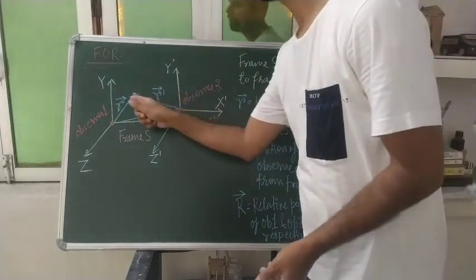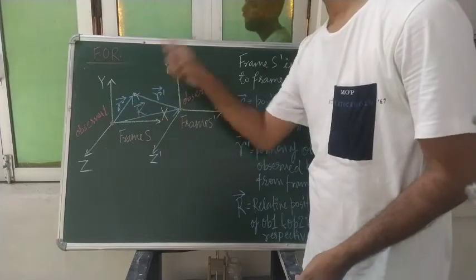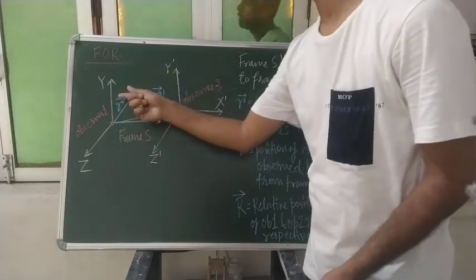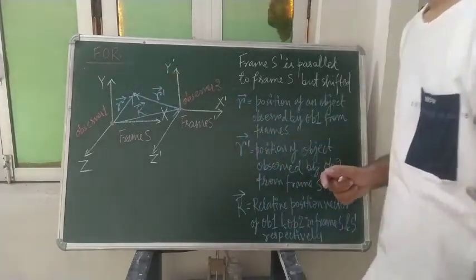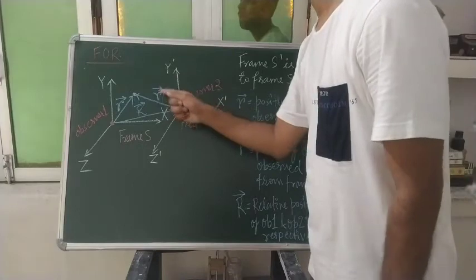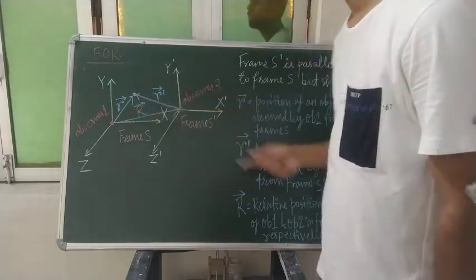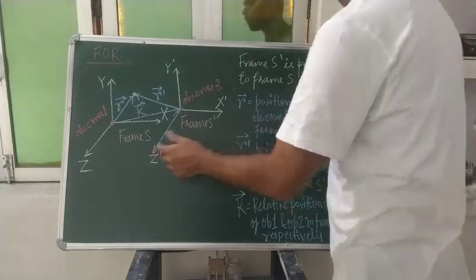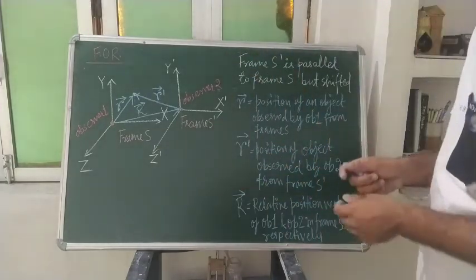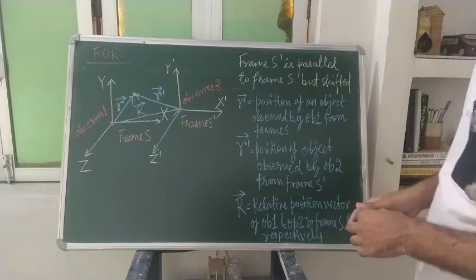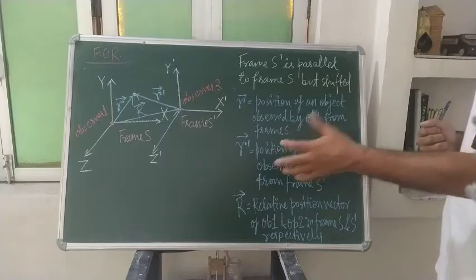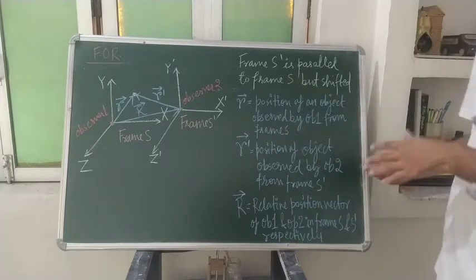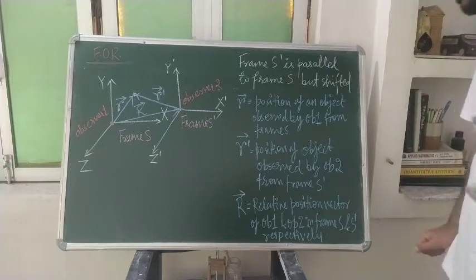Looking at an object present in frame S, observer 1 finds the position vector small r vector, and observer 2 finds the position vector small r prime vector. Capital R represents the relative position of the observers in frame S and frame S prime. This frame S prime is parallel but shifted, it is not rotating, although it can rotate as well. So note up to here.